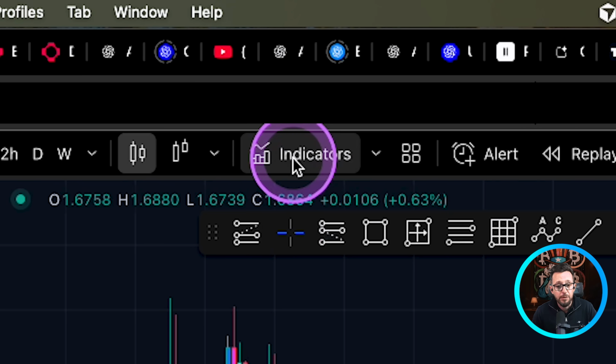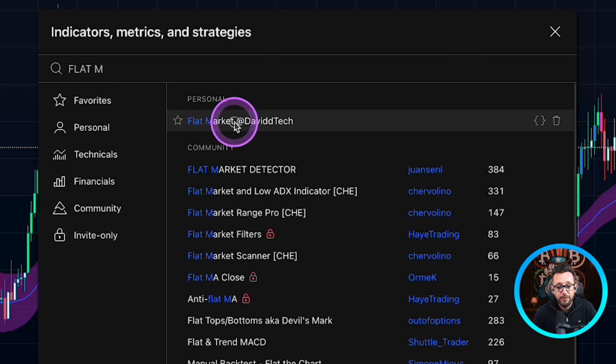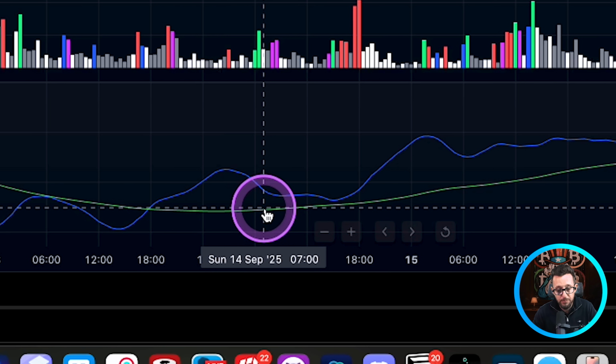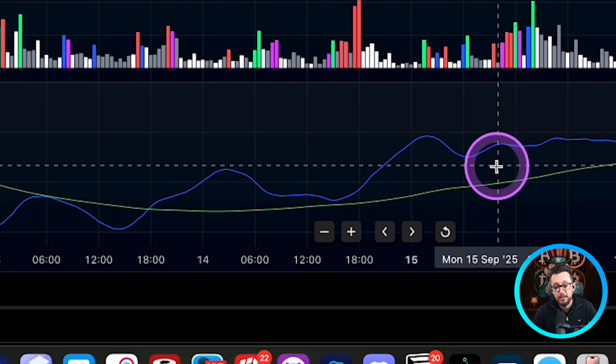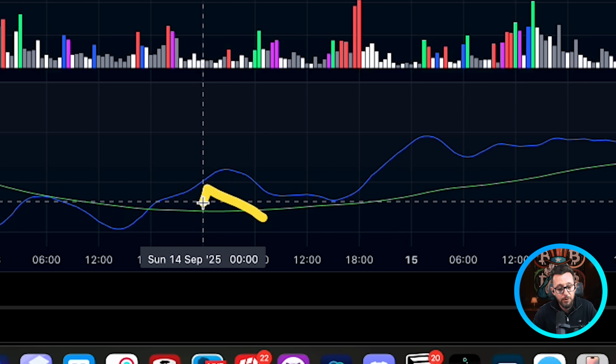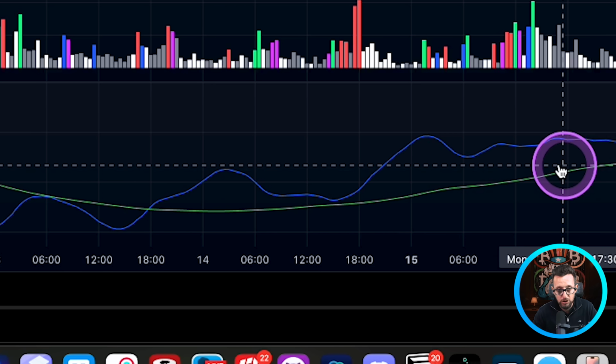Okay, next indicator we're going to be adding is one called the flat market indicator. It's also by David Techh and is available for free on the website. This is a very, very simple indicator which tells us whether there is enough movement in the markets. It is very much like the ADX. When blue is above green, we can take any longs or any shorts.